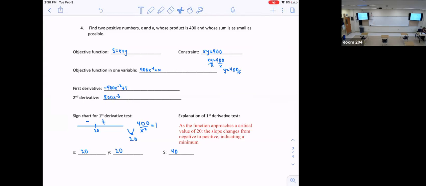So what do you think? This is the kind of assessment I want you to be able to be successful on. We've gone through all four problems, so you've seen all the different types.